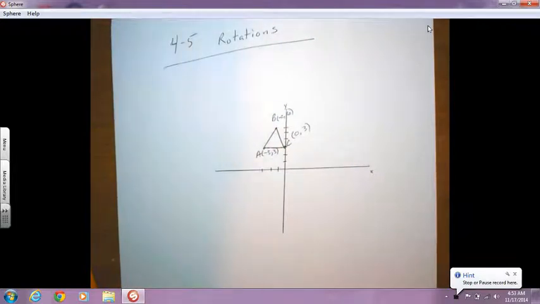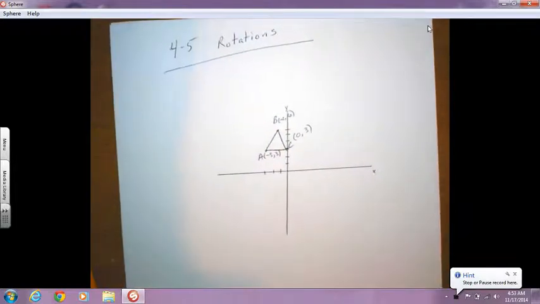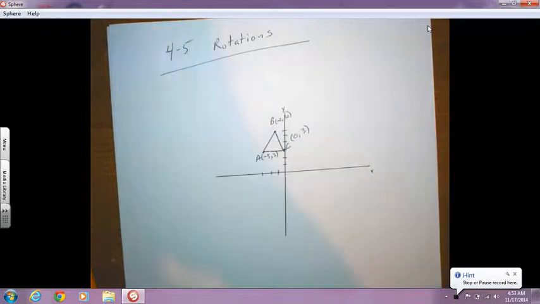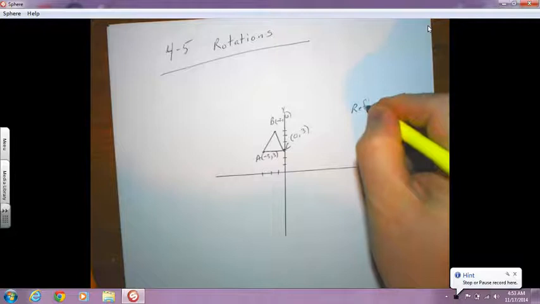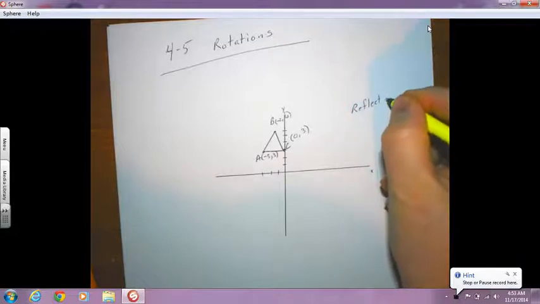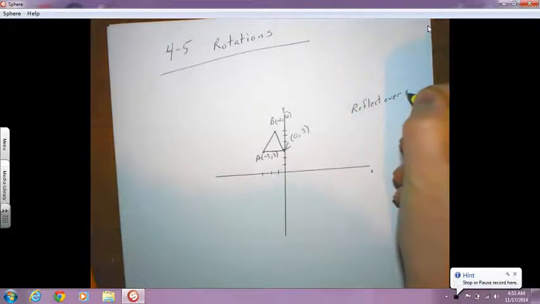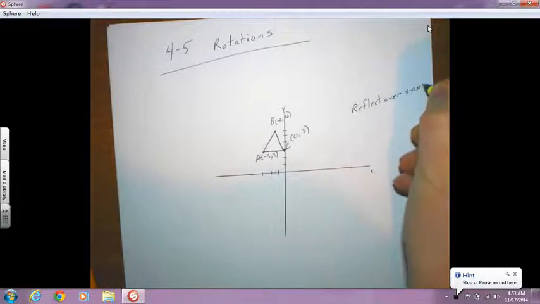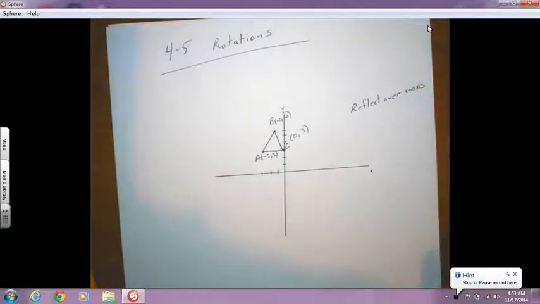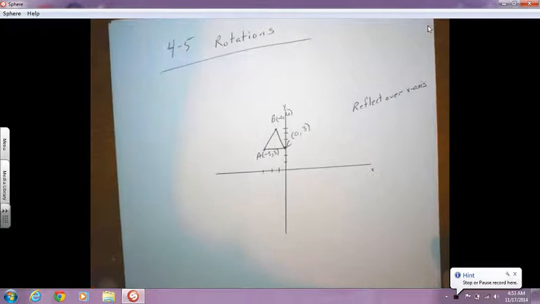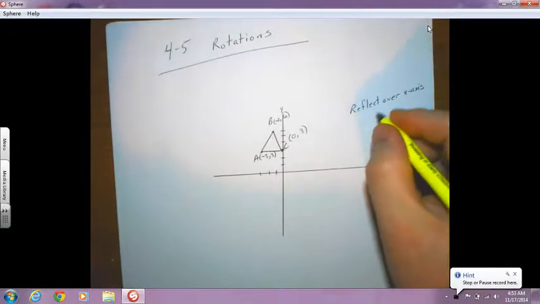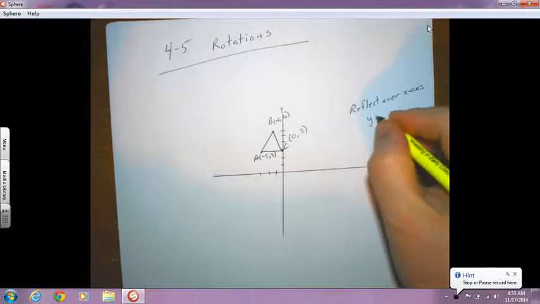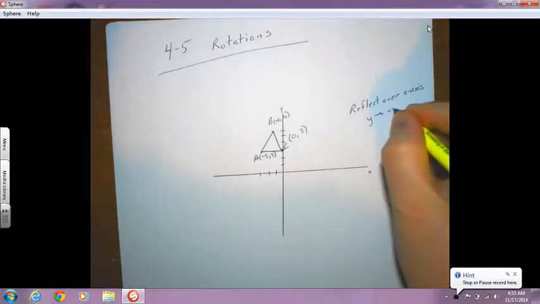So if I reflect first over the x-axis, when I reflect over the x-axis, I can do that simply by changing all the y-coordinates. And I just have to change the sign on those. So the way you reflect over the x-axis is you go from y to -y.